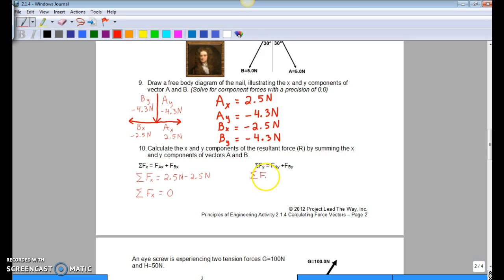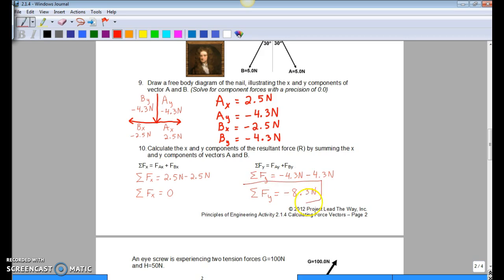Not the same case for our y direction. Force A, or component A in the y direction, was negative 4.3 newtons, but so was the B component in the y direction. Was also negative. So when you look at the grand total of forces, the sum of the forces in the y is a combined negative 8.3 newtons.